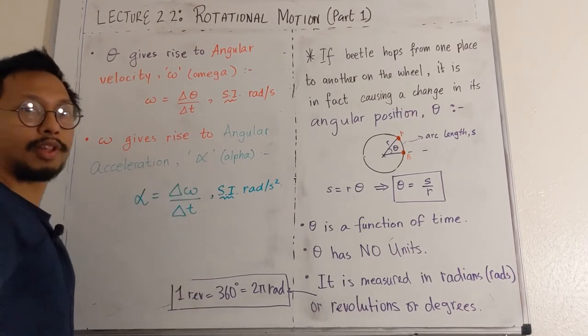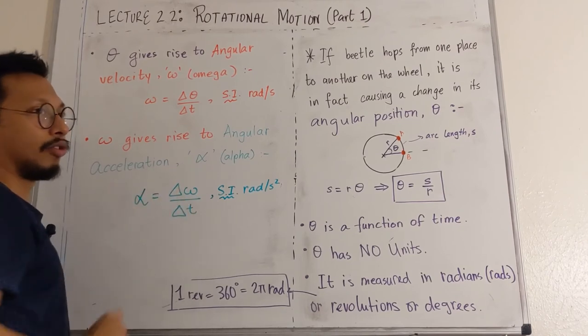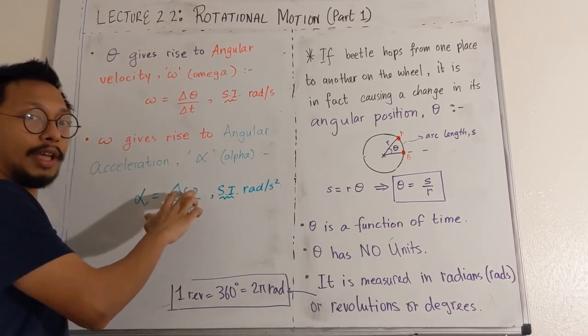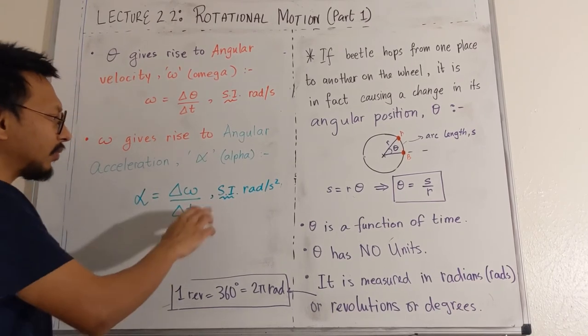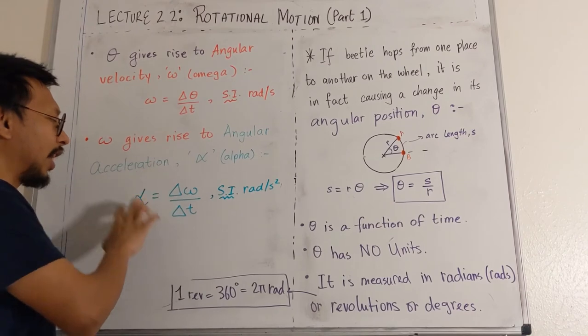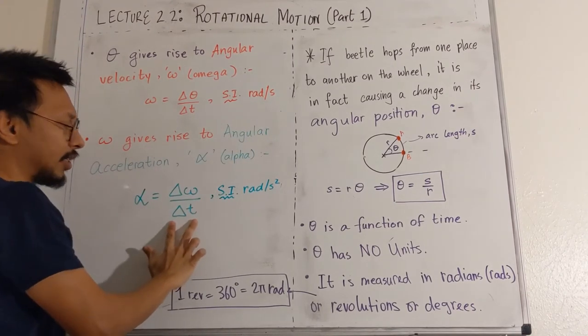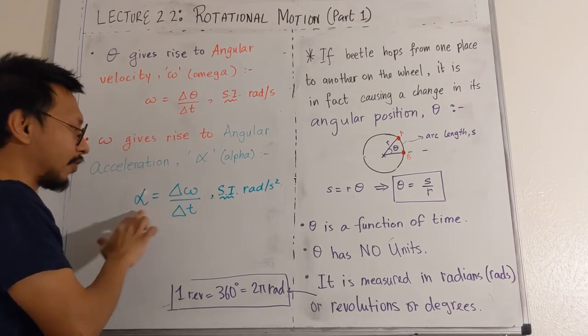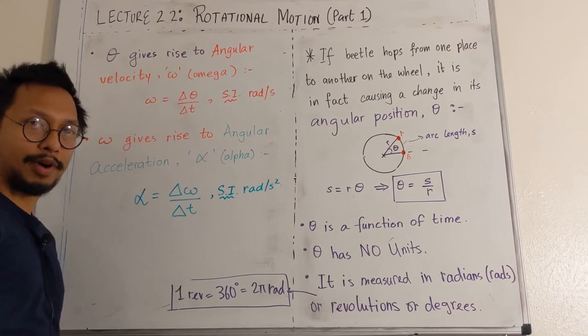We denote it with alpha, and alpha is defined as the change in omega, or the change in angular velocity, over change in time. And the SI unit for alpha is, since omega is in radians per second, and we just have a delta t downstairs for alpha, radians per second squared.